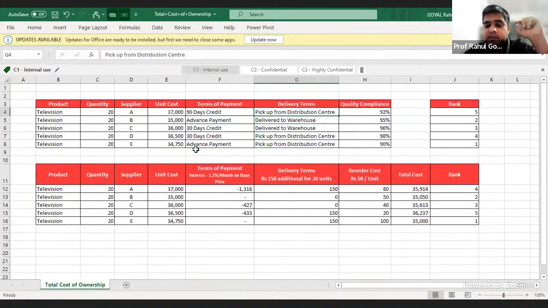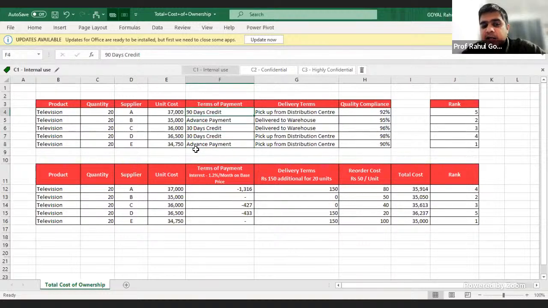Similarly, delivery terms are different. Supplier A is saying you have to take the goods from my distribution center and bear the cost of transportation. Suppliers B and C are saying that we will deliver it to your warehouse. And D and E are saying pick up from my distribution center. Their quality compliance is also varying. So when we talk about total cost of ownership, we also have to look into the benefits coming from these 3 factual informations. For that, we have to quantify and monetize it.